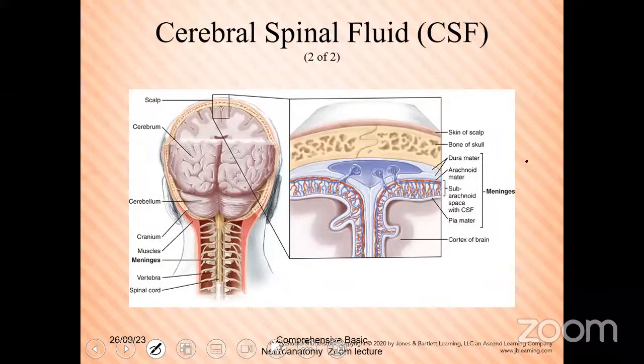So you can see the cerebrospinal fluid: this is the skin of the scalp, bone, dura mater, arachnoid mater, and the subarachnoid space, which is filled with fluid. These are meninges and cortex of the brain. In the coronal section you can visualize the scalp, the cerebrum, the cerebellum, also the meninges, vertebrae, and spinal cord.